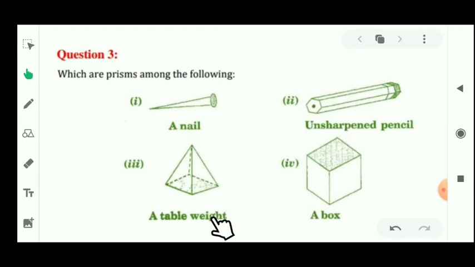The next part is a table weight. You can see this is like a pyramid shape. That means its top and bottom parts are not the same, so it is not a prism. Let's see the last part. It is a box. It looks like a cube. When we see this cube, you can see its top and its bottom are equal. That means it is a prism. So only the second and fourth parts are prisms, and these two parts are not prisms.